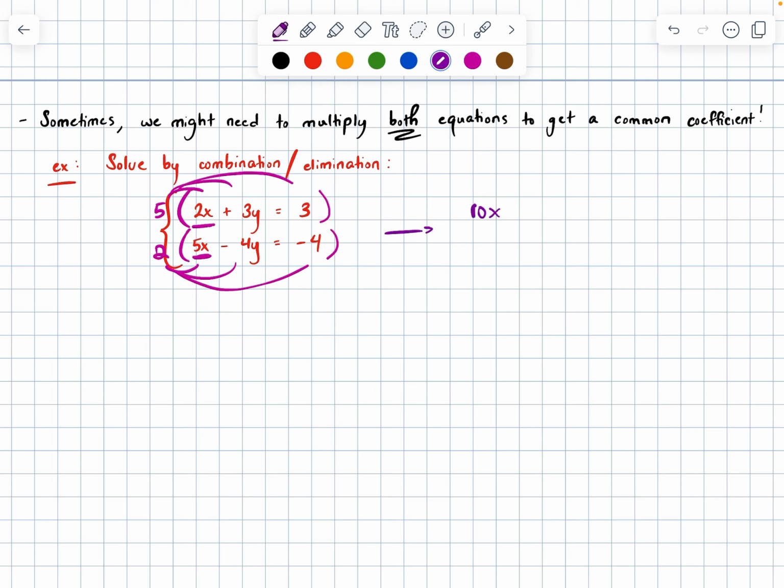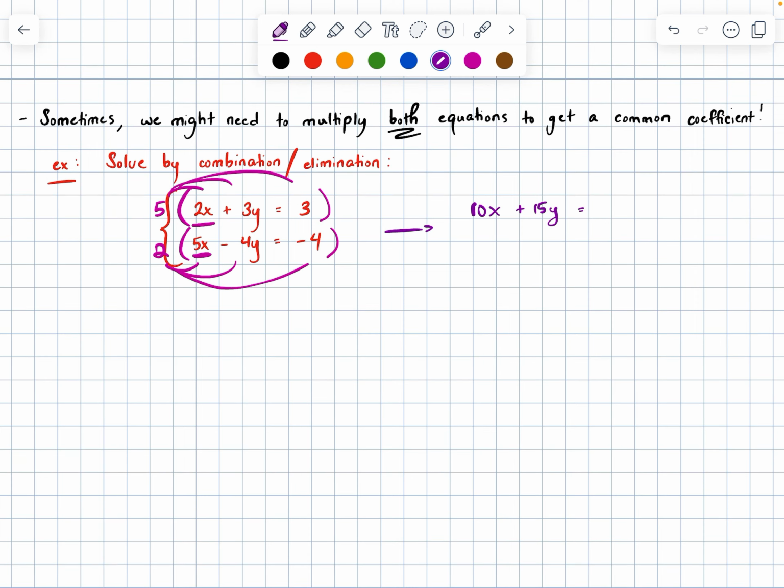Notice on top, 5 times 2x is 10x. 5 times 3y is 15y. And 5 times 3 is 15. On the bottom, 2 times 5x, there we go. There's that 10x that we want. 2 times negative 4y is negative 8y. And 2 times negative 4 is negative 8. I've got a system that is now eliminationable.